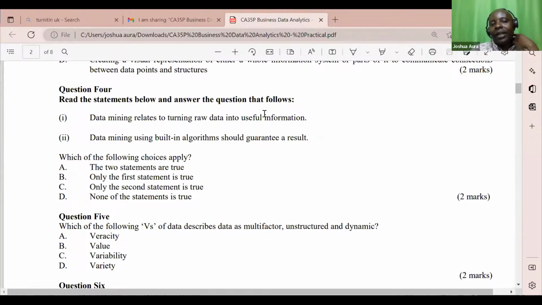Now, ladies and gentlemen, in data mining, so long as you've got a model, you shall be guaranteed of some result. It doesn't matter whether the result is wrong, but when you have a model like an Excel model, if I say 3 times 4, it will give me an answer. Whether the answer is wrong or not is a different thing. When you are doing data mining, for example using the CRISP model, which is built into this computer, I'll be guaranteed of some result. So the two are correct. The correct answer here is A.